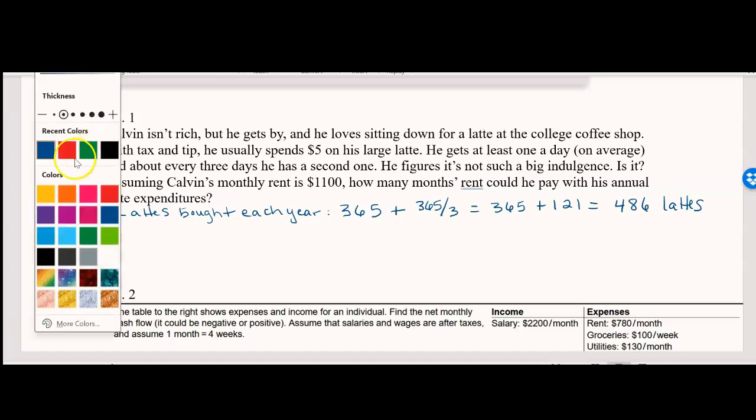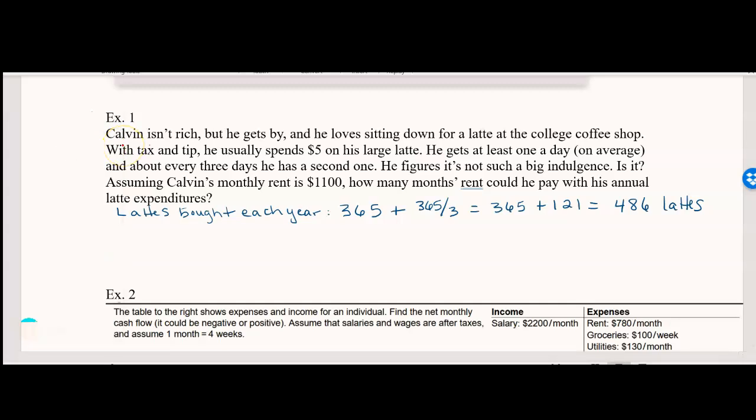Now let's do our next step. I'll change color just to break up our steps. So that was like step 1. Next step. What is the total cost? All right, well, that was just how many lattes he drinks. It's 486 lattes, but remember, he spends $5 on each one. 486 times 5, and we get $2,430 that is spent per year on the lattes.